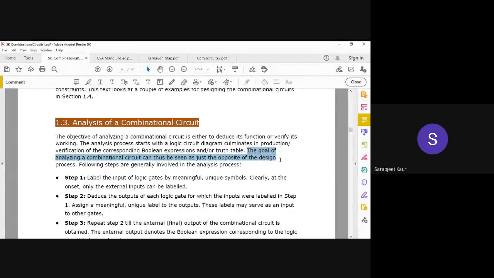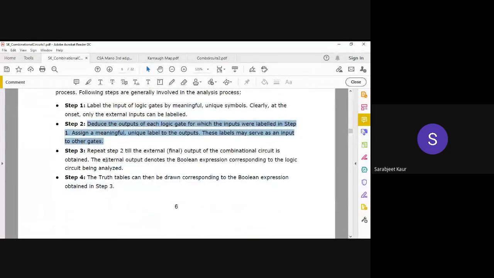The following steps are generally involved in the analysis process. Step 1. Label the inputs of the logic gates by meaningful unique symbols. Clearly, at the onset, only the external inputs can be labeled. Step 2. Deduce the outputs of each logic gate for which inputs were labeled in step 1. Assign a meaningful unique label to the outputs. These labels may serve as the inputs to other gates. Right.